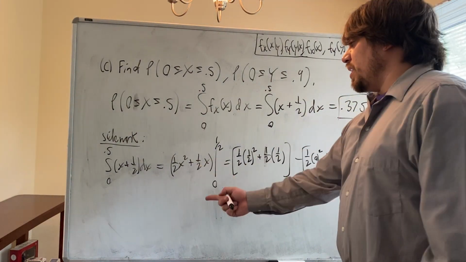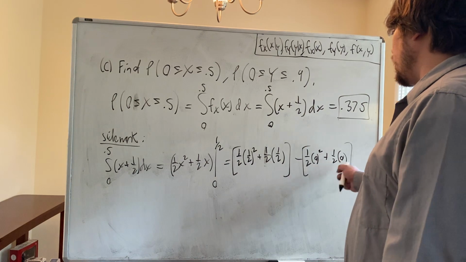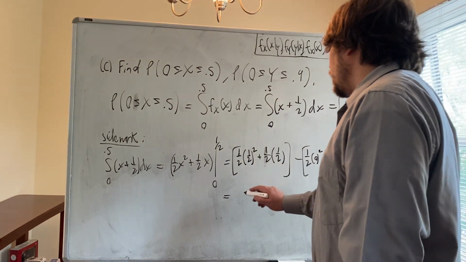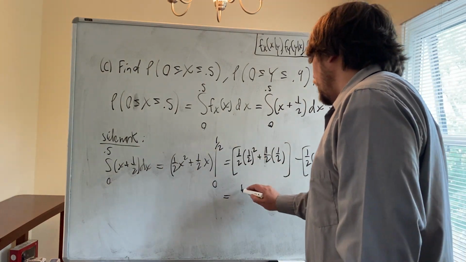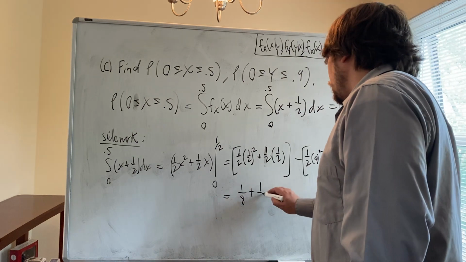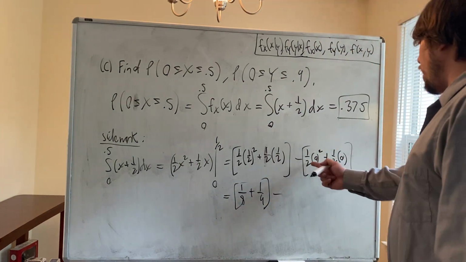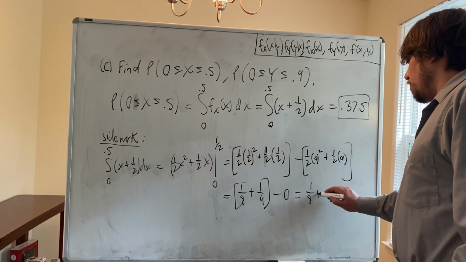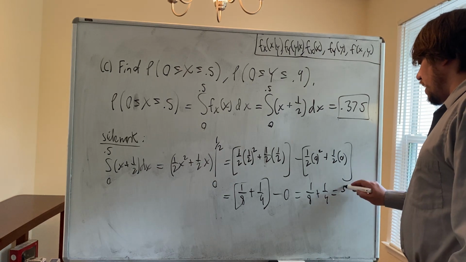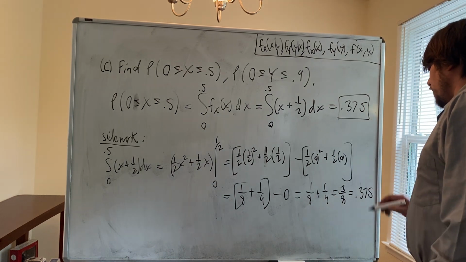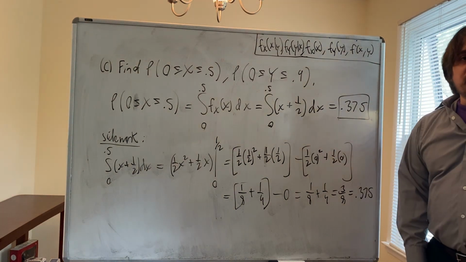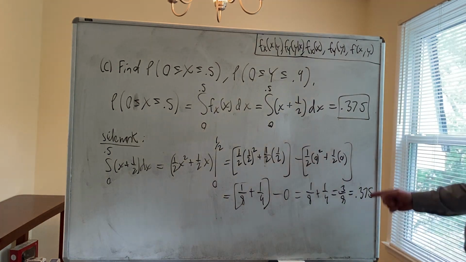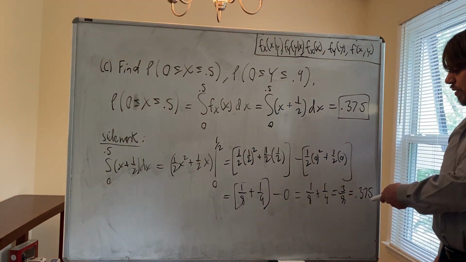So it's this antiderivative value at the upper limit minus the same antiderivative value at the lower limit of the integral. This is 1/2 times 1/4, which is 1/8, plus 1/2 times 1/2, which is 1/4, minus 0 plus 0, which is 0. So that's 1/8 plus 2/8, which is 3/8. And 3/8 as a decimal is 0.375, since 1/8 is 0.125 and 3 times 0.125 is 0.375. So that integral is equal to 0.375.